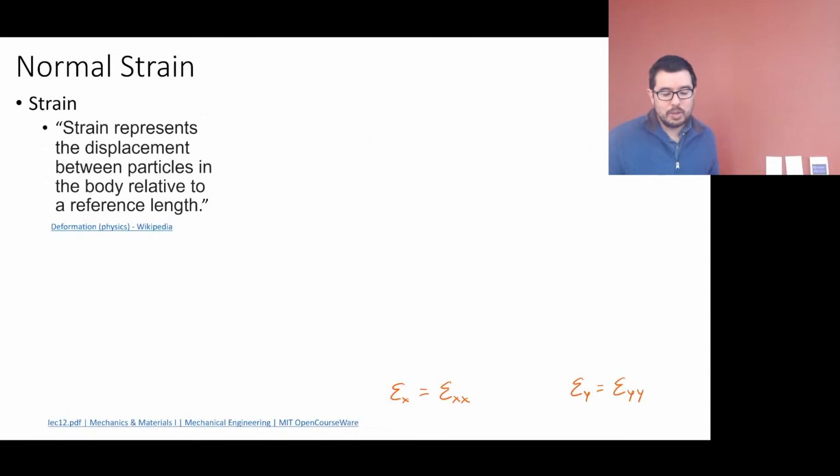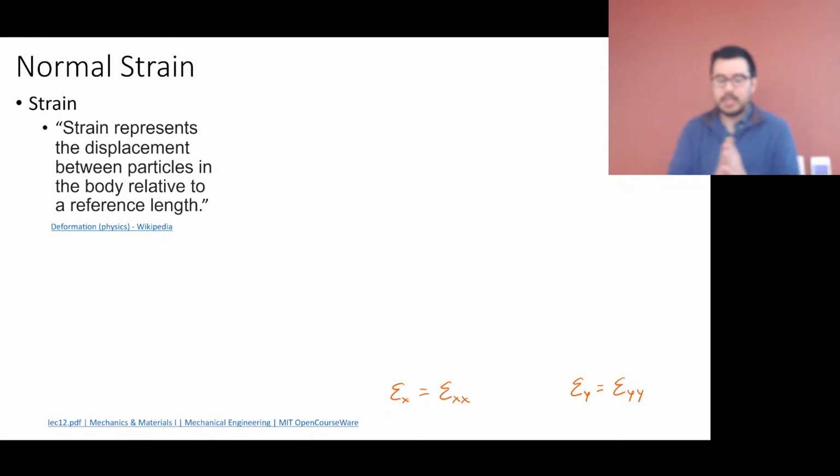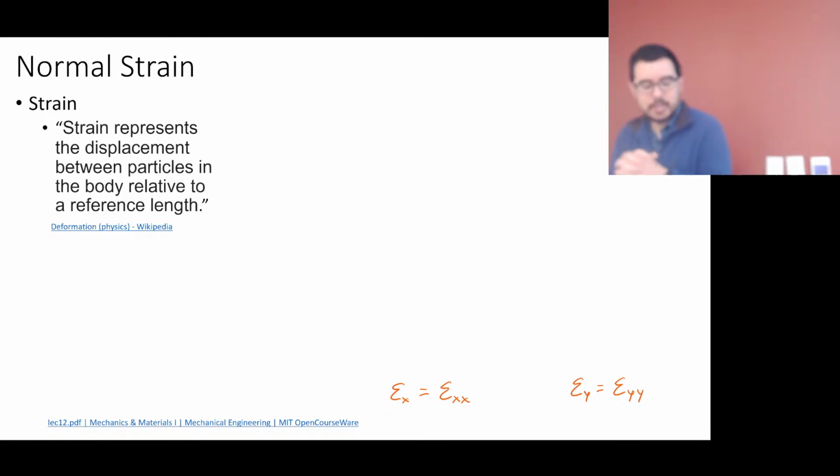Okay, so axial loading again, and now looking at strain. Strain, normal strain, or strain in general, represents the displacement between particles in the body relative to a reference length. I like this definition. It says, here's a part of your structure, here's another part of the structure. Before you loaded it, they were this distance apart from each other. After you loaded it, they're this distance apart. Strain is what we can use to measure that deformation.